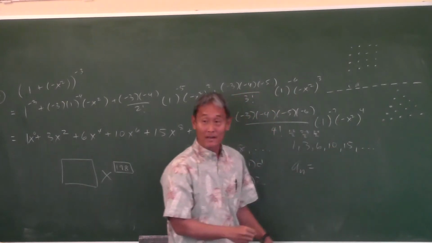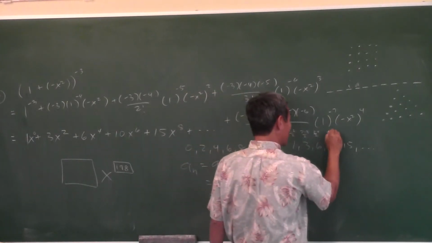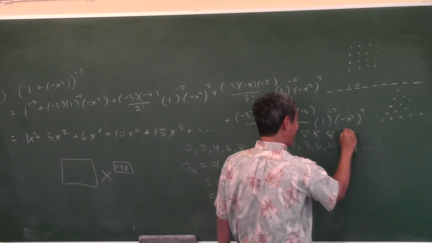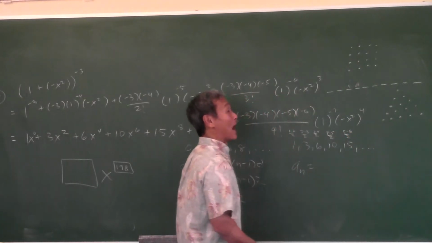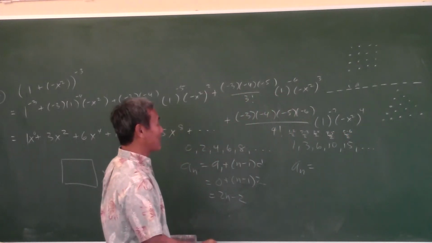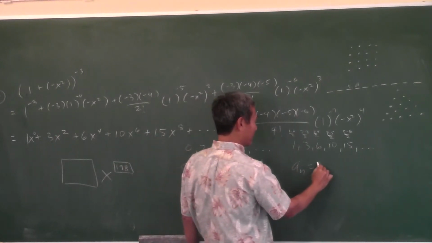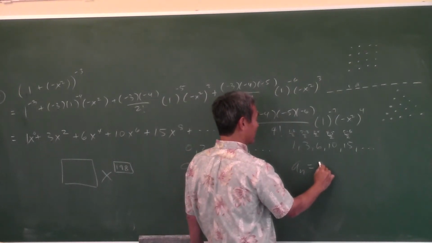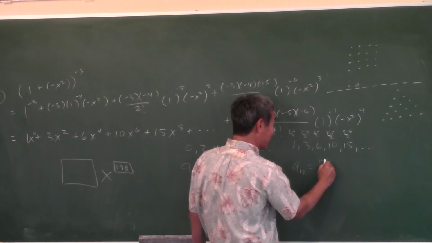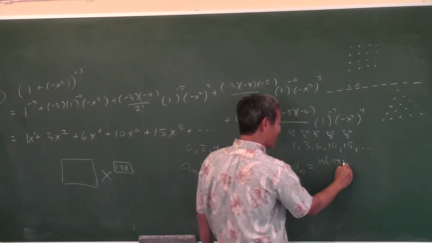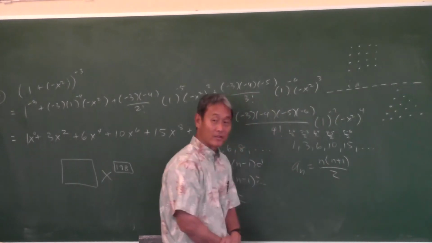We cannot even do that in our head. Number 10, isn't that 4 times 5 over 2? 5 times 6 over 2? I see a pattern! Now what's that pattern? How do you write the pattern? n times n plus 1 over 2. That's the formula for the triangular numbers.